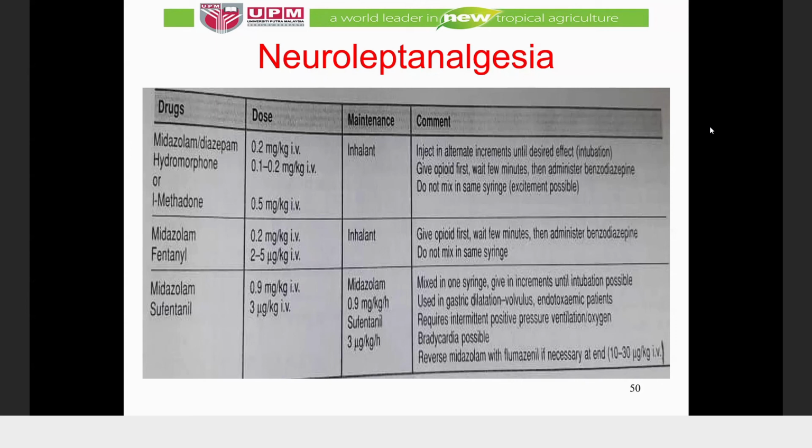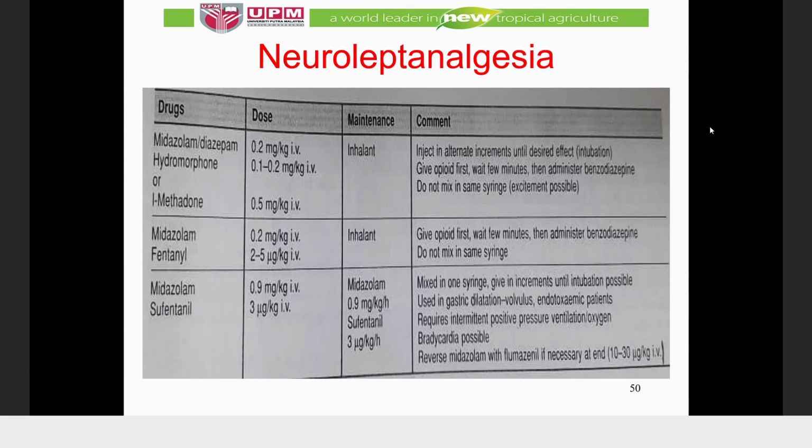And do not mix in the same syringe. The word I used is compatibility. Not all drugs are compatible. We can combine xylazine and ketamine in one syringe, and ketamine and lidocaine in one syringe. But there are some drugs which, if you combine, will react and lose efficacy or antagonize each other. So do not mix midazolam and hydromorphone or methadone in one syringe.